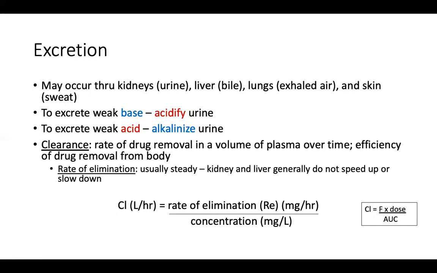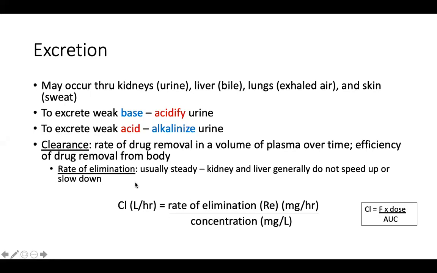Clearance is the rate of drug removal in a volume of plasma over time, or it's also known as the efficiency of drug removal from the body. We have that equation down below. If we're doing these equations on the NAPLEX, I think it's going to be really good to look at milligrams per liter versus milligrams per hour, just making sure everything cancels out to get what we need. I also added in rate of elimination.